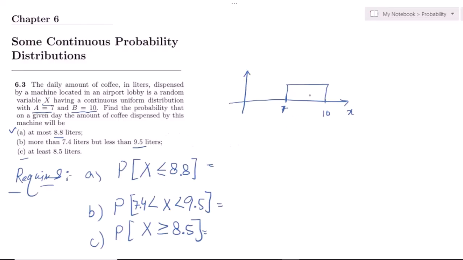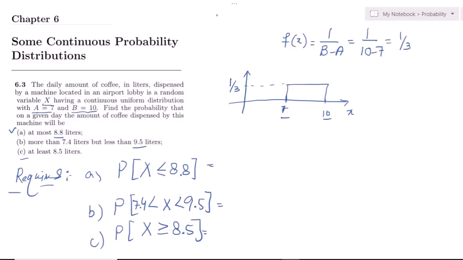The first method used the f of x, which was 1 over b minus a, which is here 10 minus 7, because b is 10 and a is 7, so it would be 1 by 3, meaning the probability or f of x is 1 by 3. But here we have different quantities, and the first one is 8.8. So the higher limit here is 8.8 while the lower limit here is 7.